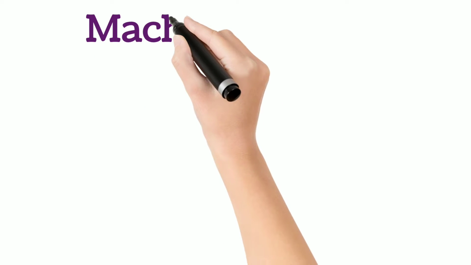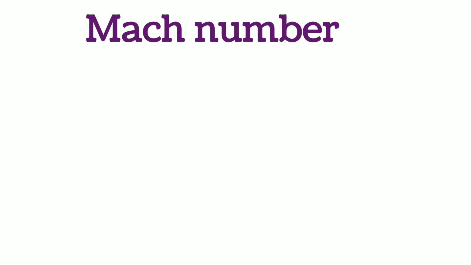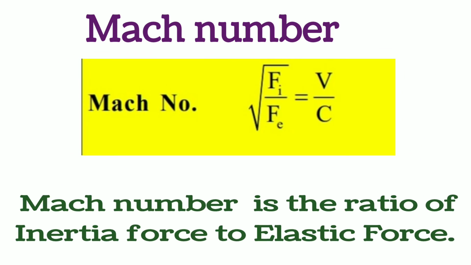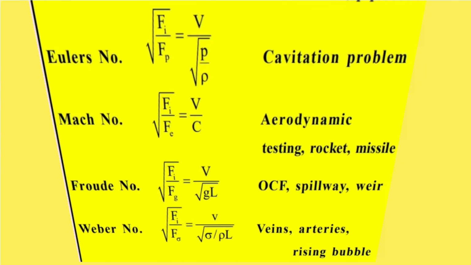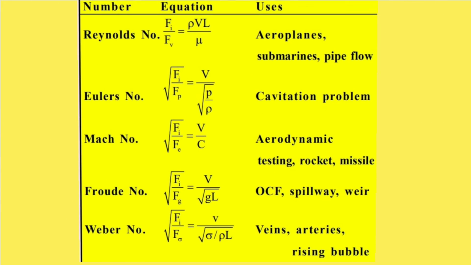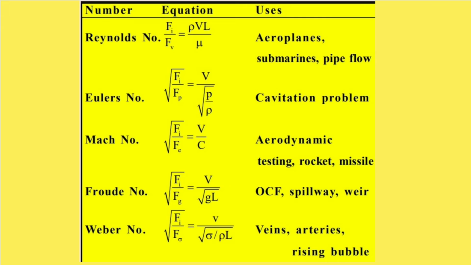The next dimensionless number is the Mach number. Mach number is the ratio of inertia force to elastic force. With the help of these dimensionless numbers, we can easily predict the flow behavior of fluid. When any mass is in motion, inertia force always exists.